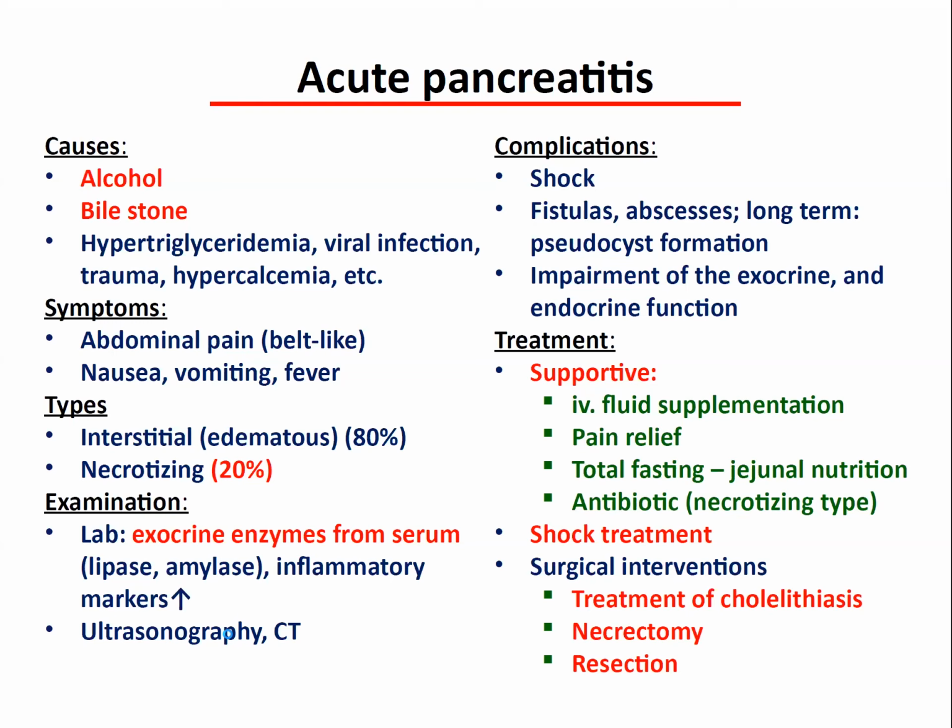What will be the complications? The first acute complication can be circulatory shock due to the hypovolemia, due to the redistribution. In the longer term, abscesses or fistulas can develop, and pseudocyst formation can happen. Later on, exocrine or endocrine function can be altered, but usually that's associated with chronic pancreatitis. What we should do immediately is supportive therapy: IV fluid supplementation to counteract the hypovolemia, pain relief, and total fasting. There is no way a patient can take food orally.